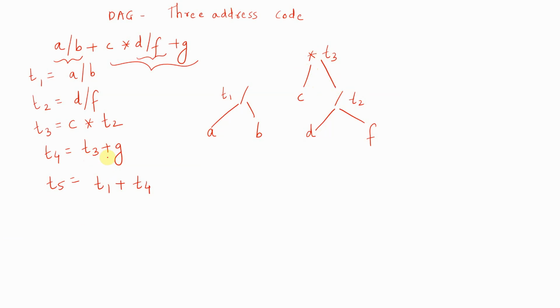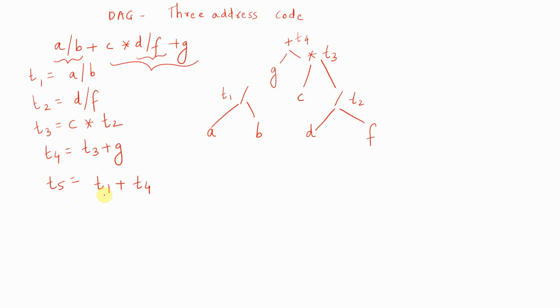Next you have T3 plus G. T3 is present here. Just check if a node for G is present or not. The node for G is not present, so I'll create one more node for G and join these two by plus. Finally, this value is stored in T4, so I'll write T4 here.